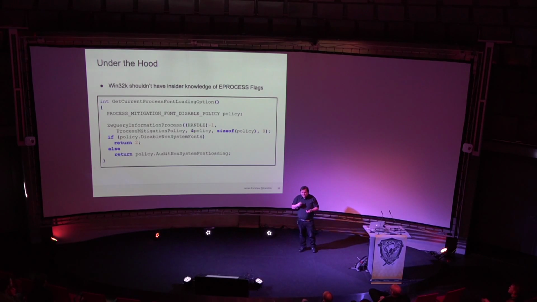Now, under the hood, this is all implemented in the Win32k driver, which is not part of the kernel. And technically speaking, even though it's set in a flag on the EPROCESS structure, Win32k isn't supposed to know the structure of the actual implementation of the EPROCESS structure. So actually, it has to call the query information process function to retrieve the actual policy information for that font system.